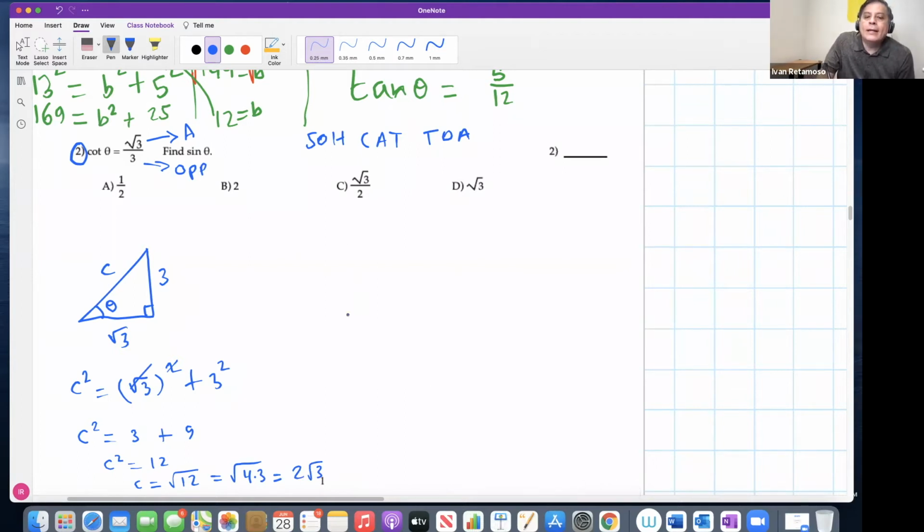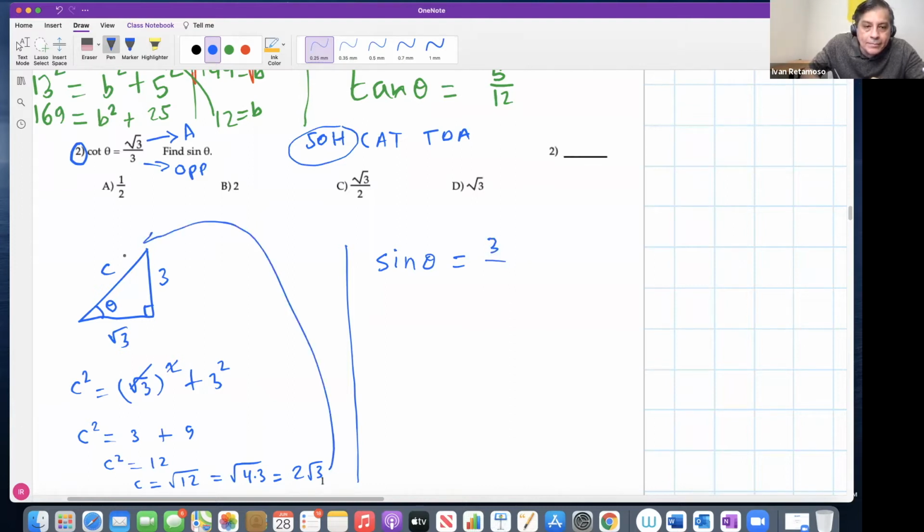Now, they are asking us to compute sine of theta, right? But what is sine of theta according to SOHCAHTOA? It says opposite over hypotenuse, right? Opposite is this, 3. Hypotenuse is C, but hypotenuse is just this guy, 2 square root of 3. So over 2 square root of 3. Here is the tricky part, guys. Here we have to rationalize. How do we rationalize, Professor?